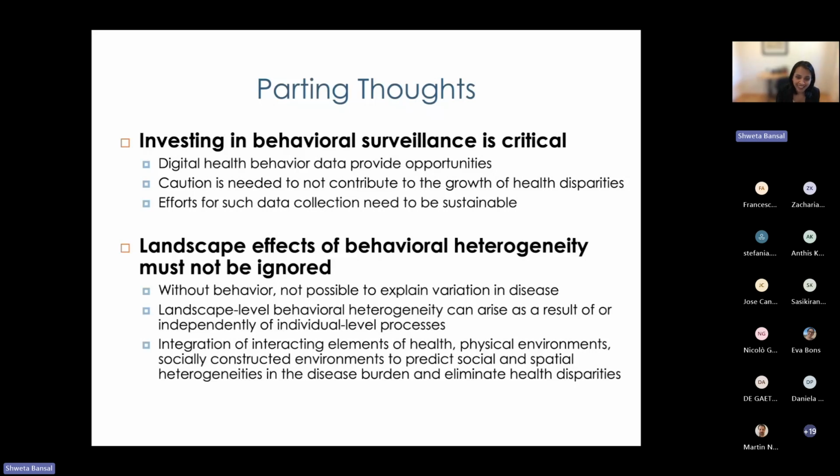The landscape scale is something I'm a big proponent of focusing on, because I think we can see landscape level heterogeneity arise both as a result of individual level processes, as well as through more emergent phenomena on higher scales. So really integrating interacting elements of the health and physical environment and social environment to predict social and spatial heterogeneities in disease burden, and then eliminating health disparities is where we need to be.